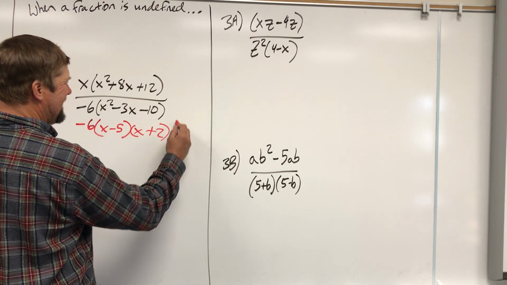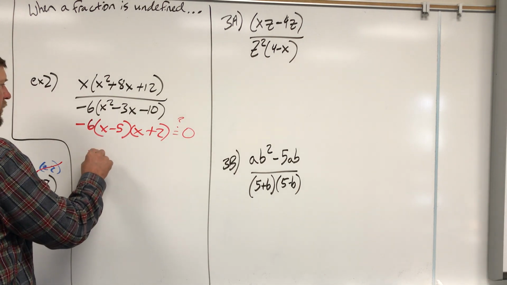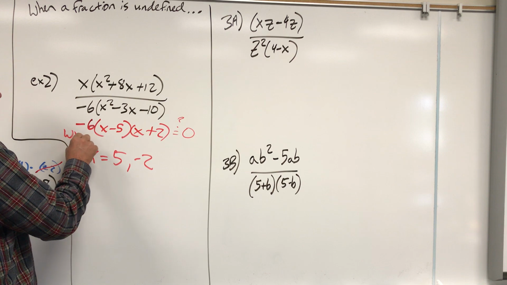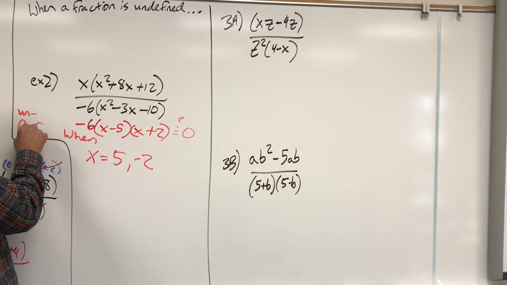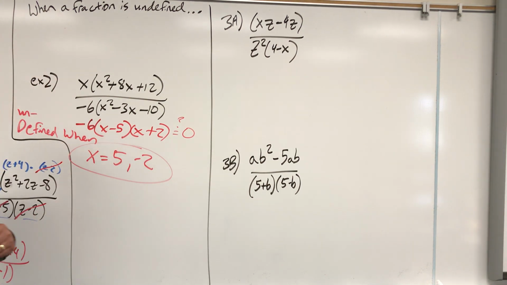So when is this equal to 0? When is the denominator equal to 0? Well, it's when x is equal to 5 and negative 2. So my answer is it's undefined when x is equal to 5 and negative 2.